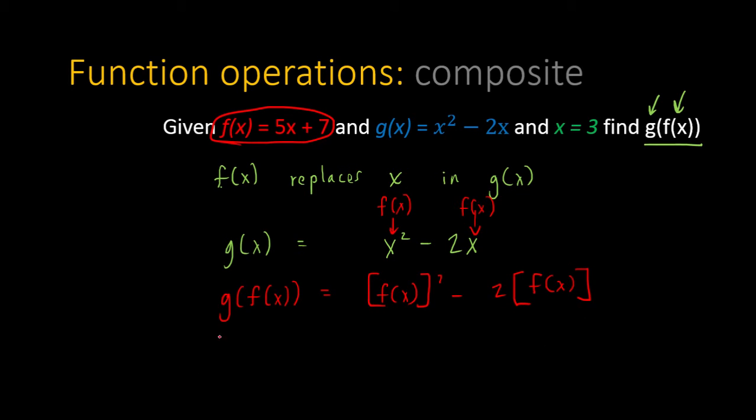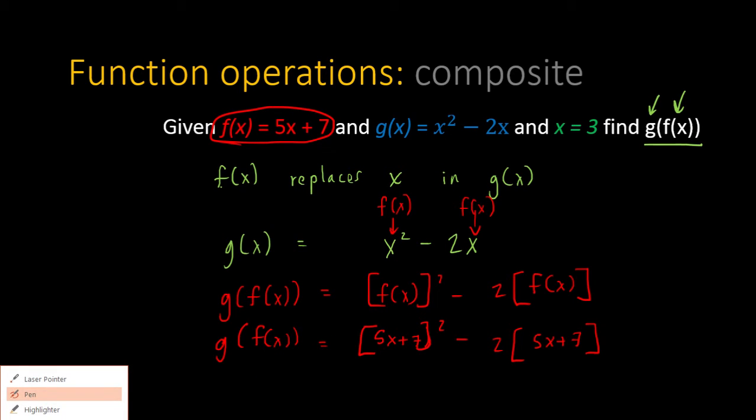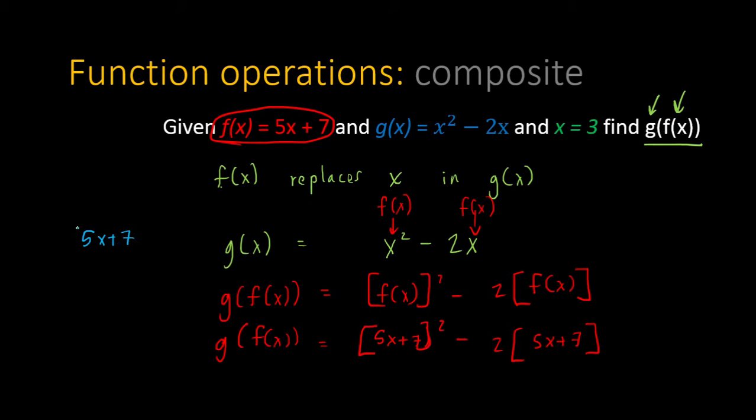And now I can write in my function. So g of f of x equals, I'll write in 5x plus 7 squared minus 2 times 5x plus 7. Now I simplify, and I need to take 5x plus 7 and square it.